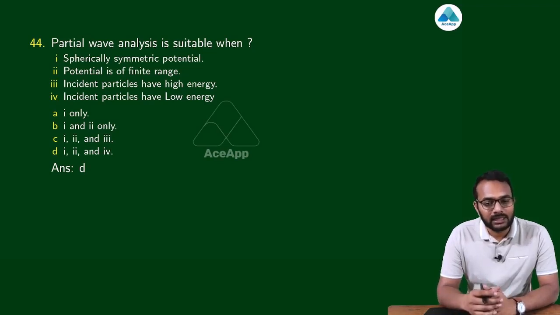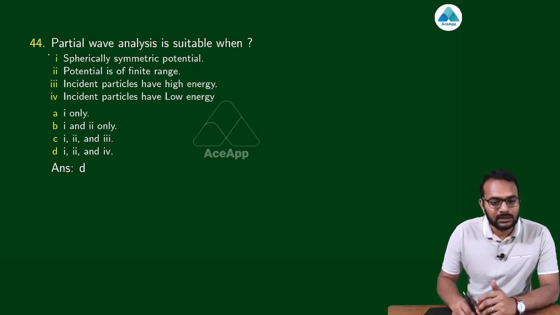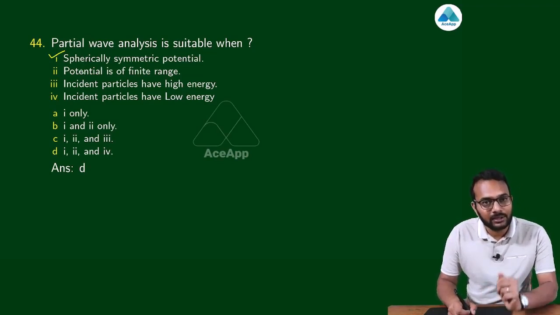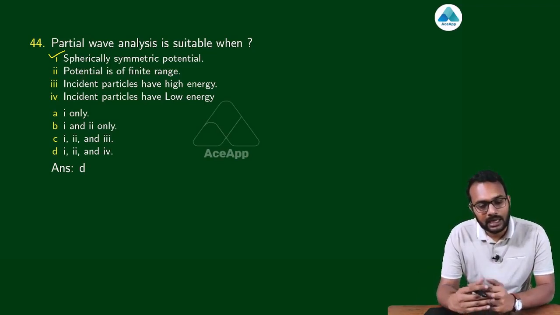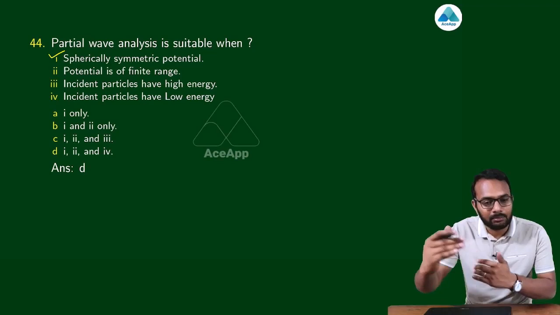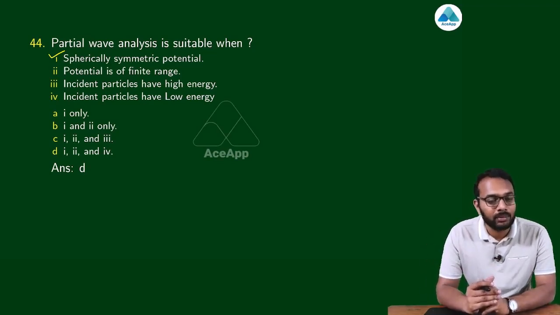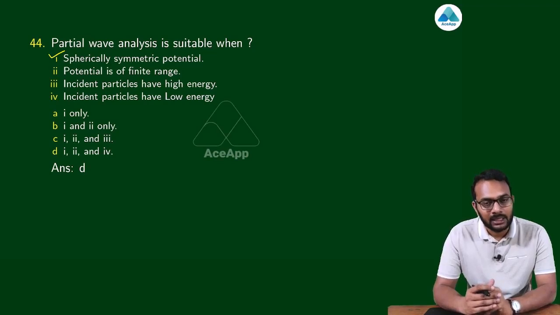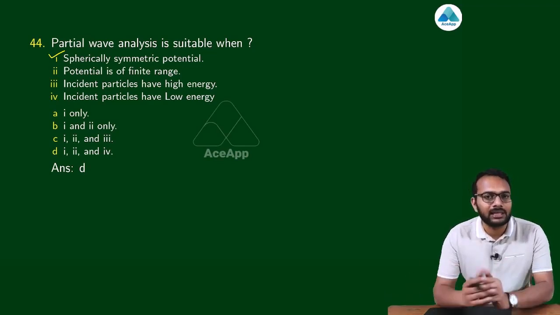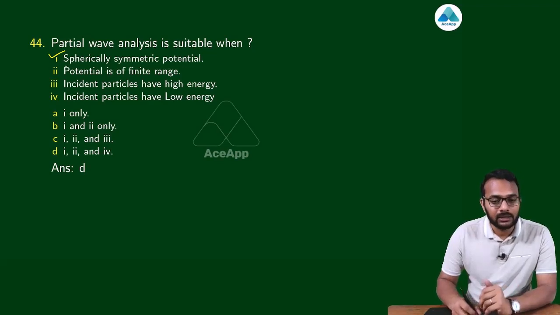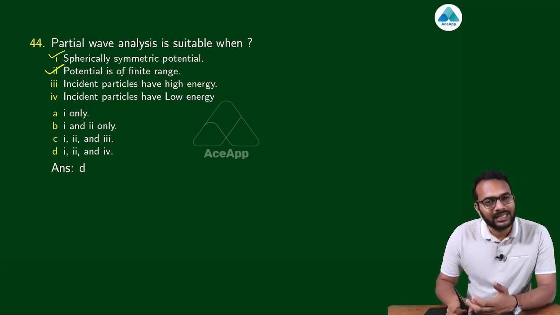When is partial wave analysis suitable? Spherically symmetric potential? Yes, we need a spherically symmetric potential. Only then will angular momentum be conserved, and only then can we analyze the incoming wave as a sum of separate angular momentum partial waves, the angular momentum eigenfunctions. We also need a potential of finite range. For an infinite range potential, we cannot really use this.